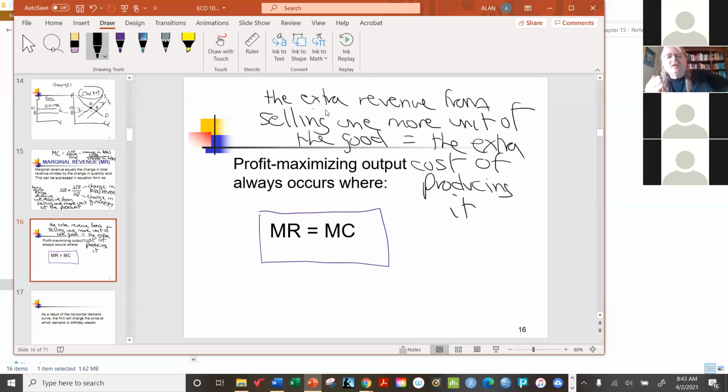So in other words, we're going to reach the point where, let's say that it costs $5 each to make the raspberry shakes. That means I want to sell them at the point where I charge $5 each. And that's exactly what's going to happen in perfect competition.